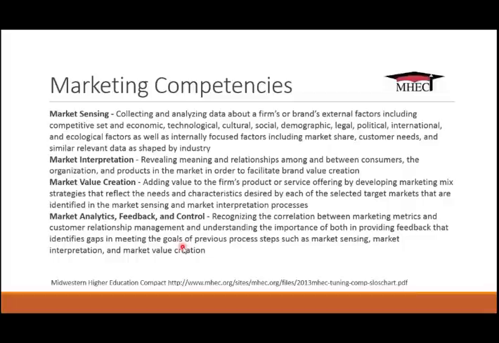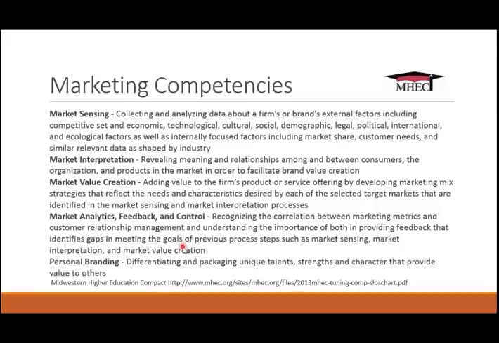One other major characteristic or competency of marketers is that they're very good at personally communicating the value of their personal brand, their unique talents and strengths and characteristics, and packaging those together so that in interviewing or in other ways they can differentiate themselves in the market and show the unique value that they add.